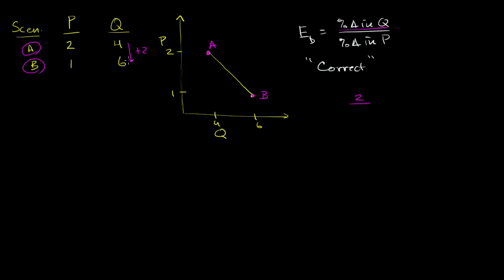And then this is kind of the slightly strange thing that we do when we calculate our percentages. We don't say 2 over 4. We say 2 over the average of 4 and 6. 2 over the average of our starting point and our ending point. And the average of 4 and 6 is 5. So this is going to be, we have a 40% change based on how we calculated the percentages in our quantity demanded. And then let's do our percent change in price.